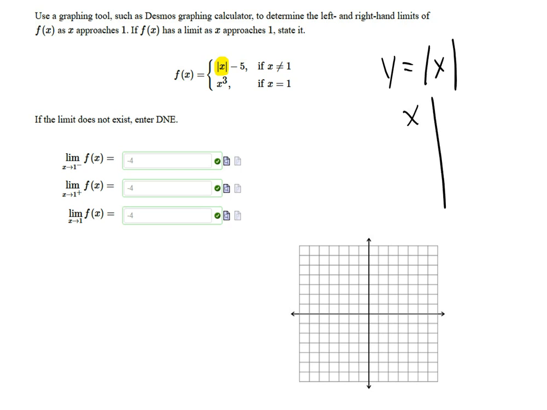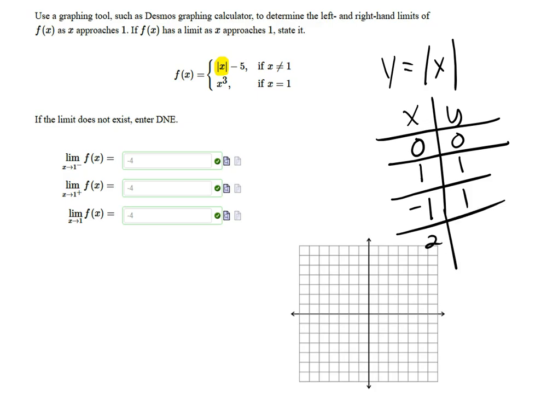The absolute value of x, if I were to make a table of values real fast, when x is 0, the absolute value of 0 is 0. When x is 1, the absolute value of 1 is 1. When x is negative 1, the absolute value is 1. When x is 2, it's 2. When x is negative 2, the absolute value of negative 2 is 2.